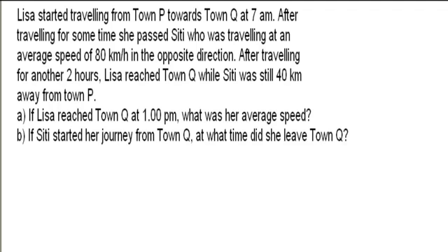We will first highlight all the important facts to help us solve the problem. So we have 7 a.m., average speed of 80 kilometers per hour, 2 hours, 40 kilometers, 1 p.m. Next, we will draw a timeline with the information that we know.